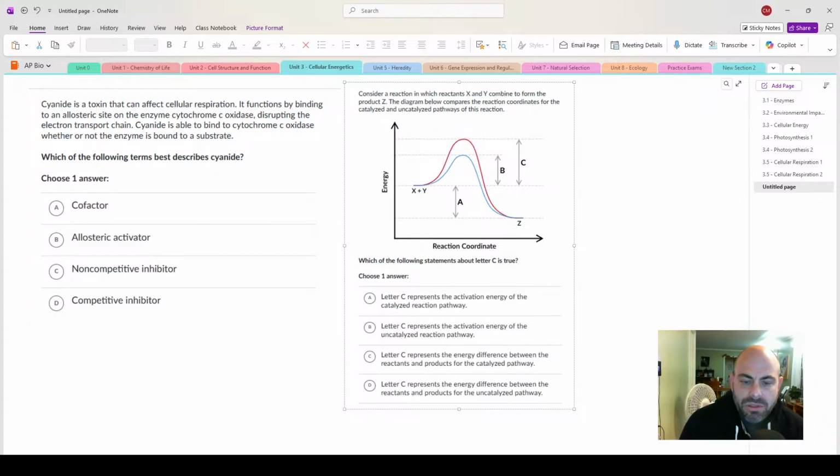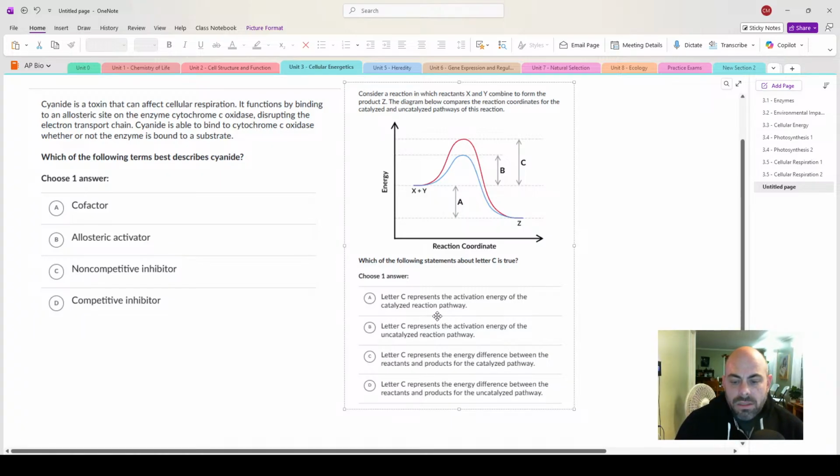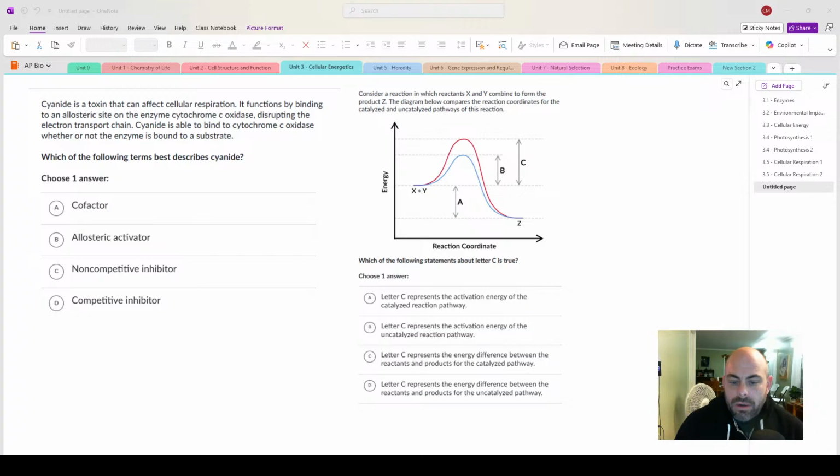This is a vocab question. Let's go find that one in A, B, C, D. Letter C represents the activation energy of the catalyzed pathway. Oh yeah, it's making us decide between C and B. Well, the catalyzed pathway is going to have a lower activation energy, and since C is higher, A is incorrect. Letter C represents the activation energy of the uncatalyzed pathway. B is correct. I don't know what these other two are other than being wrong. They are wrong.